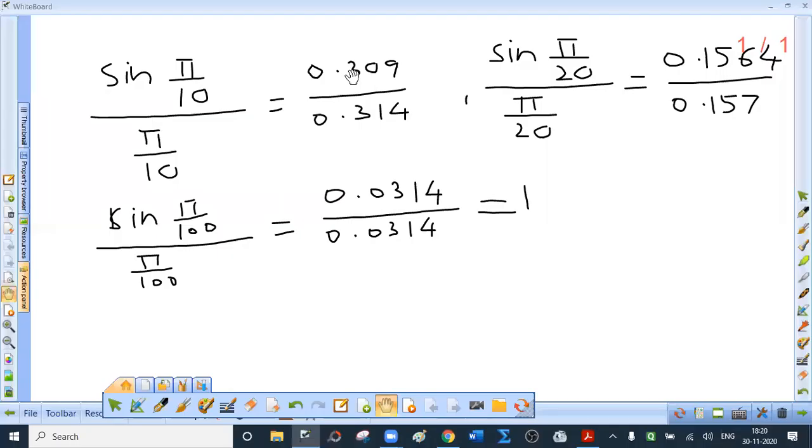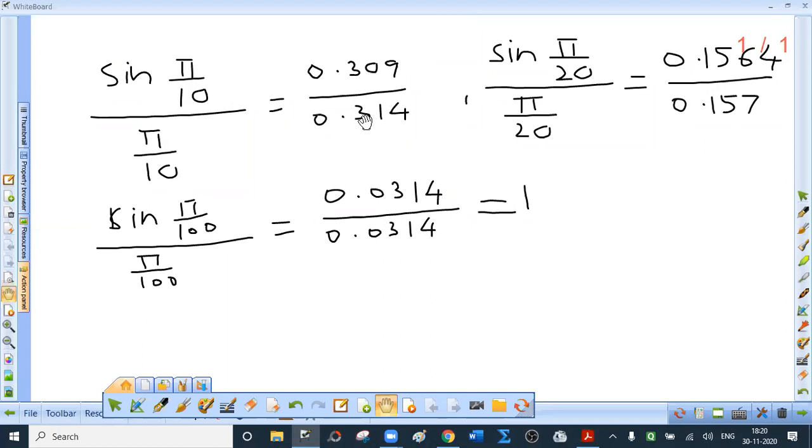Now this is how we can verify this result. I consider angle as pi by 10, sin pi by 10 upon pi by 10. What is pi by 10? 18 degree, angle pi by 10. So sin 18 degrees is this. You can find it using natural sine table, log tables. Pi is 3.14. I have taken pi as 3.14 upon 10 is 0.314. Yes, numerator is almost same as denominator.